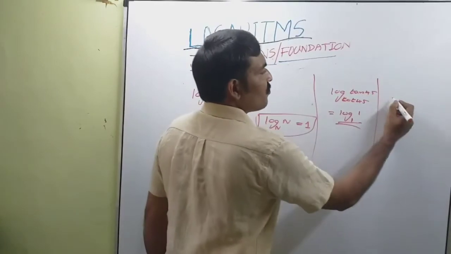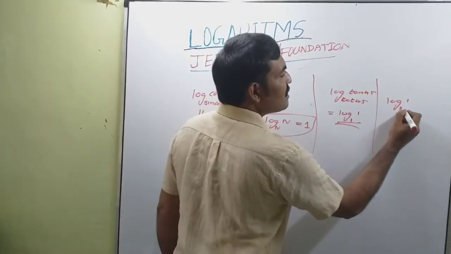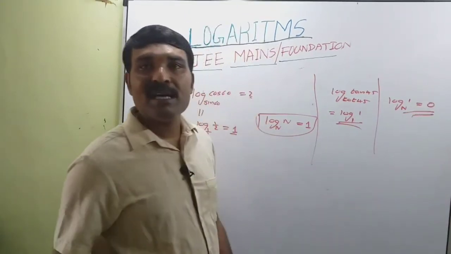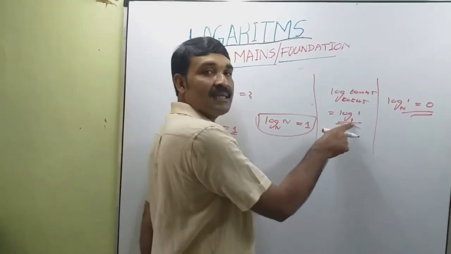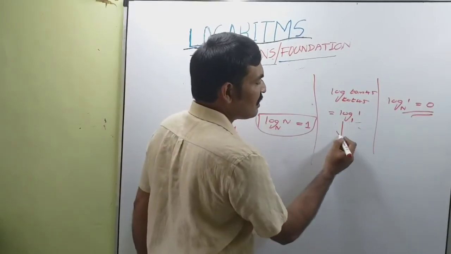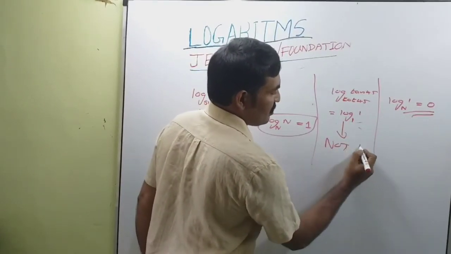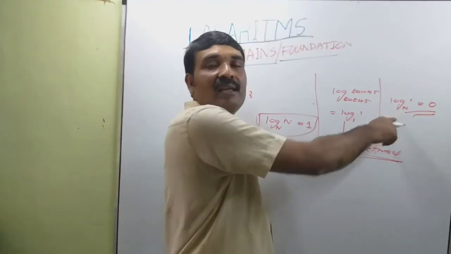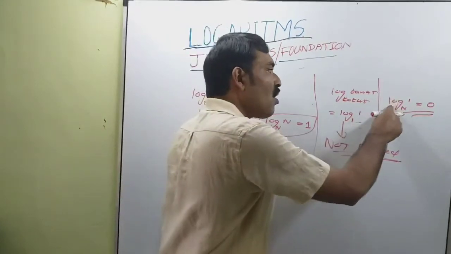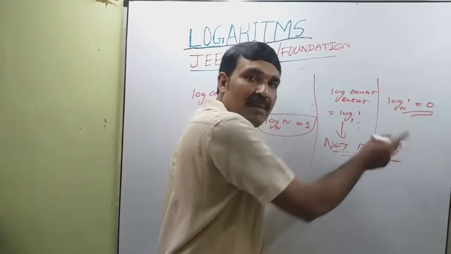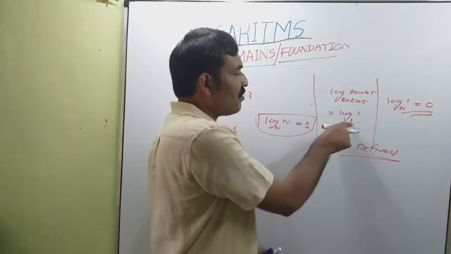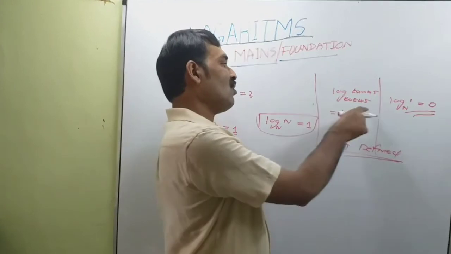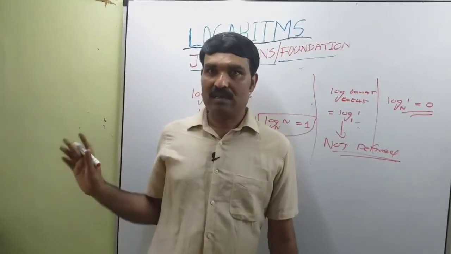The log of 1 to any base n is equal to 0, but the base should not be equal to 1. Here the base is 1, so this is not defined. Otherwise, for any base, the value of log 1 is equal to 0. But the base should not be equal to 1, so log 1 to the base 1 is not defined.